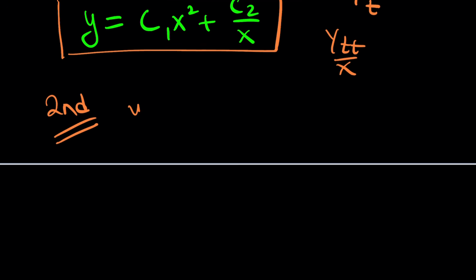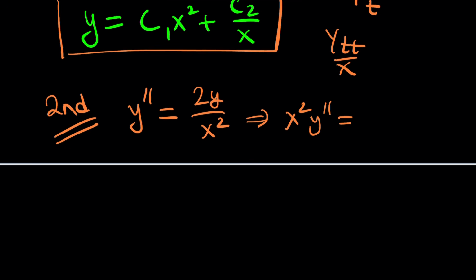Okay, great. So now we have this Cauchy-Euler equation again. Y double prime is equal to 2y divided by x squared. And from here, we can kind of cross multiply. X squared y double prime is equal to 2y. Now let's go ahead and put everything on the same side, which will make this equation look much, much better.